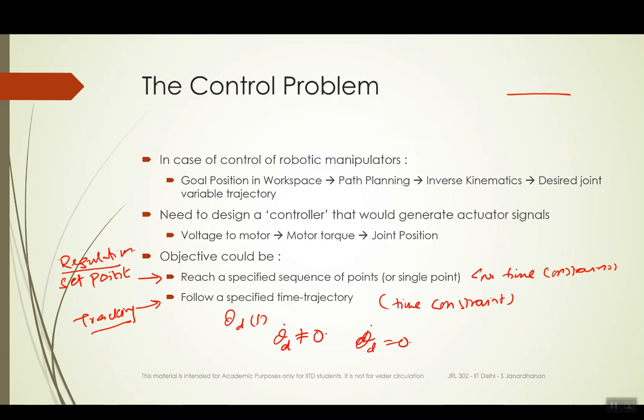We will first consider only problems where theta d dot is 0, that is, set point tracking. For now we will also consider only set point tracking with a single step. I have one point to be reached, and a sequence of points is not being considered. So I have to go from some point A to point B. I'm initially at point A, I want to go to point B, and that's it.